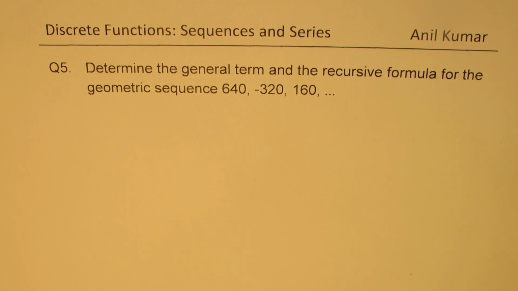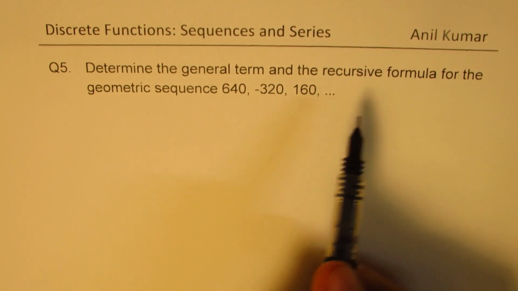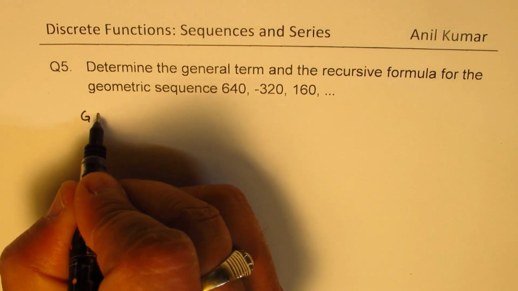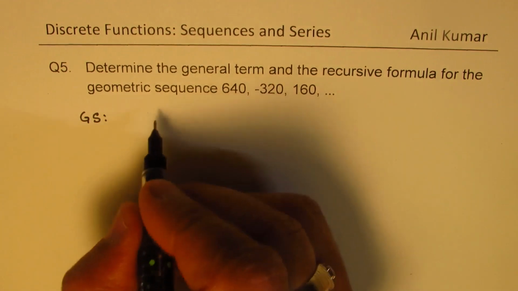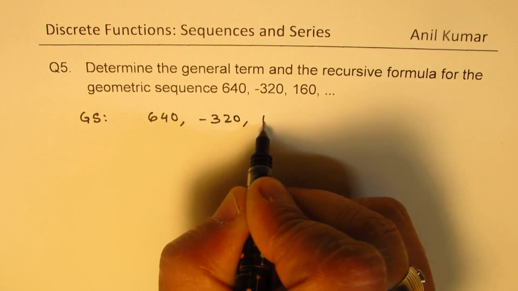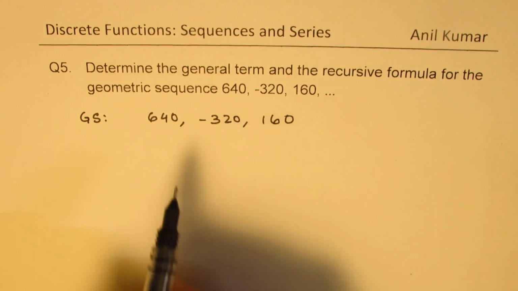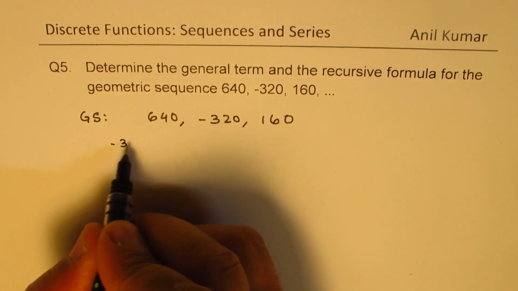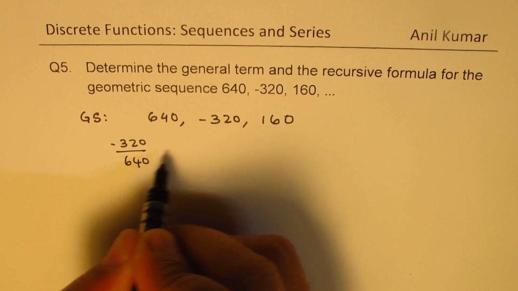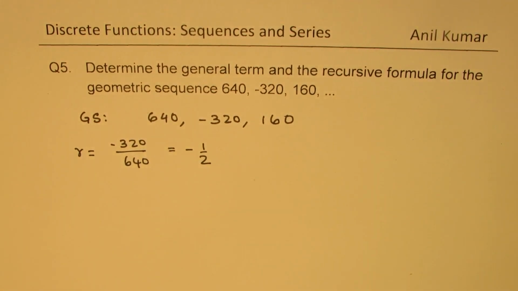Question number 5. Determine the general term and the recursive formula for the geometric sequence 640, minus 320, 160, plus and so on. So this is a geometric sequence, which means we have a scale factor. We are given 640, minus 320, plus 160. That means the value of r, which is the ratio of the next term, minus 320 over 640, is basically minus half, correct? So this is the value of r.